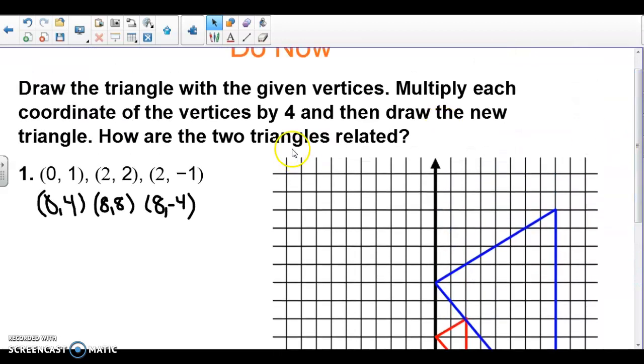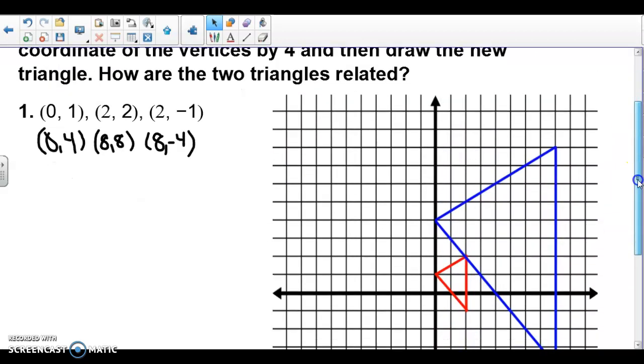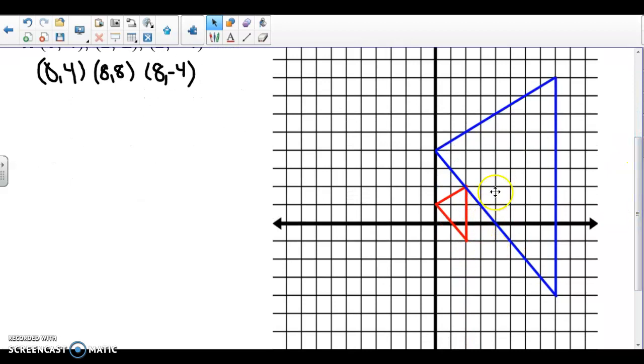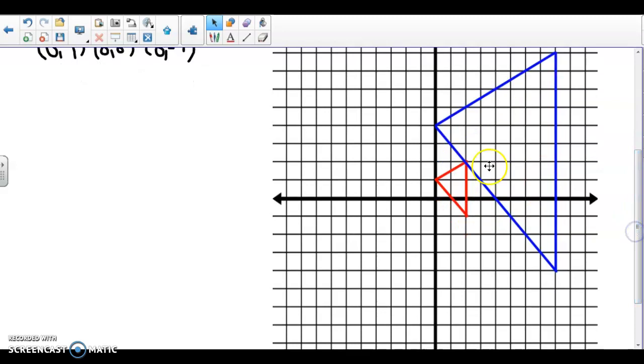Now they want to know, how are the two triangles related? Well, these two triangles are similar. The angles are the same, it's just that this one is bigger than this one. So that is how these are related. They are similar triangles, and that's what we're going to talk about today. That's what 2.7 is all about.